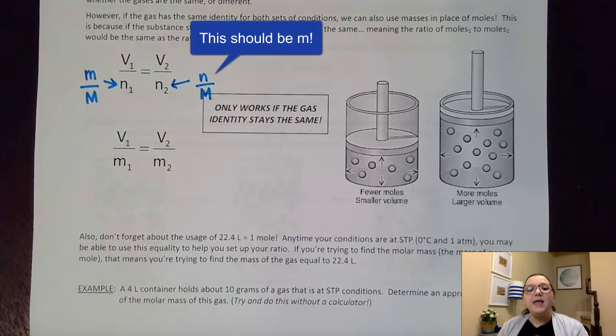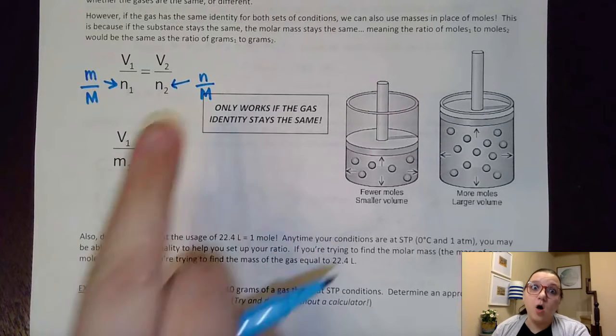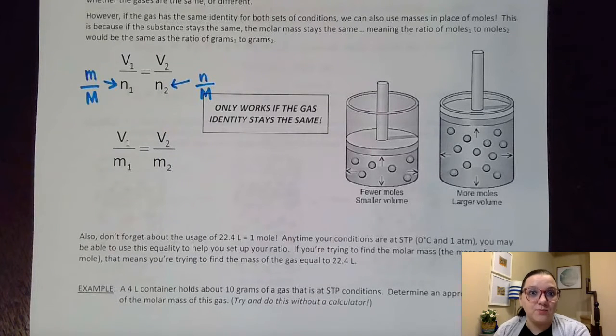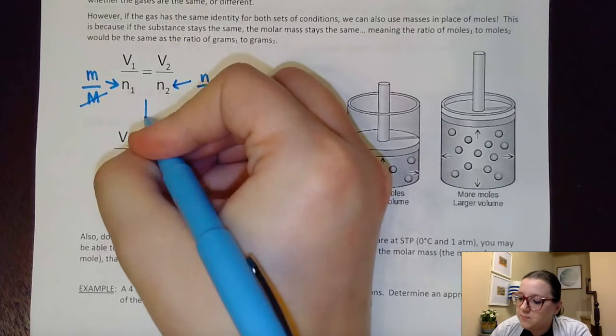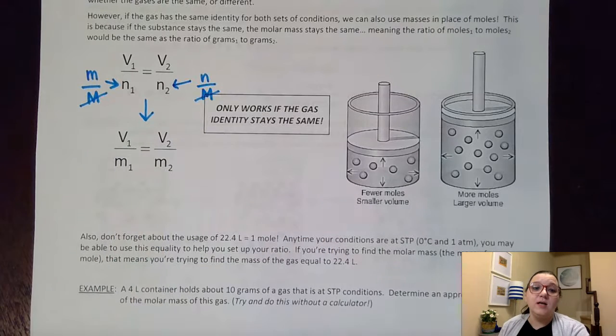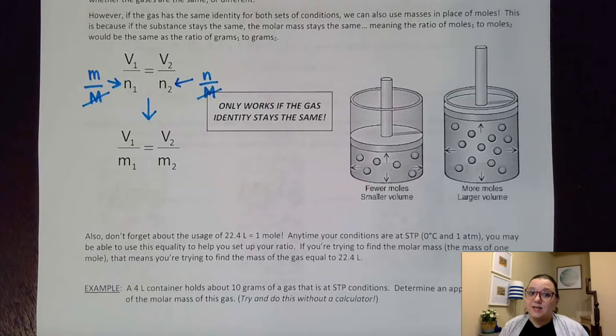Now here's the deal. If the identity of the gas remains consistent throughout the sets of conditions, if I have the same gas in both the initial and final sets of conditions, what that would mean is that this molar mass would also remain the same. So if that variable remains consistent, then we could rewrite the equation as V1 over M1 equals V2 over M2. So you can see that basically we've substituted in mass in place of moles. Again, this works as long as the identity of the gas stays the same.